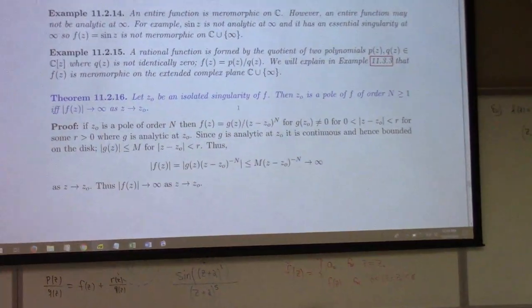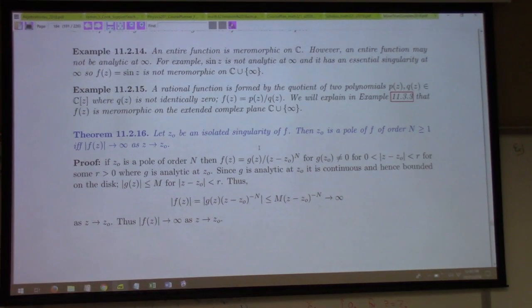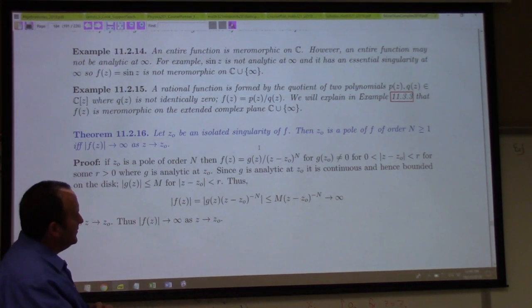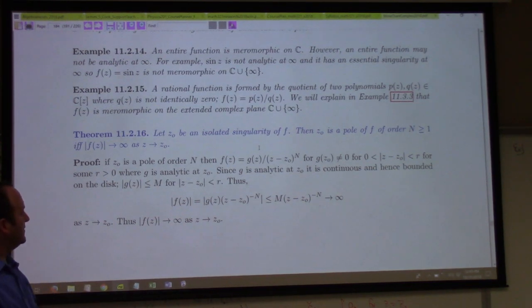So here's the next result. If z naught is an isolated singularity of f, then z naught is a pole of f of order n greater than or equal to 1 if and only if the modulus of f of z goes to infinity as z goes to z naught. I'll start next class by proving this one. And past this, there's the Casorati-Weierstrass result, which characterizes how essential singularities misbehave, right? But I don't think we should rush through this material. I think this is important to understand carefully.